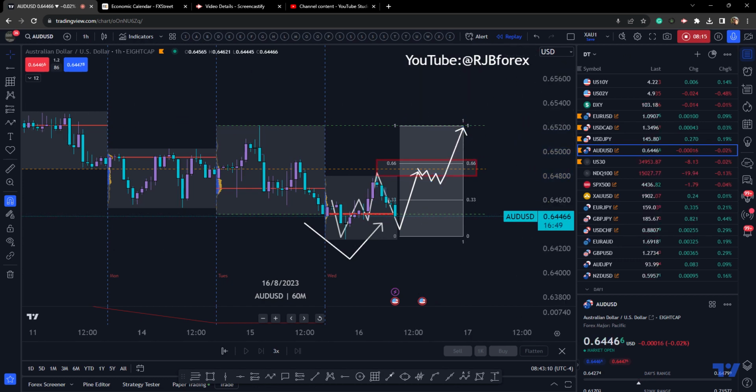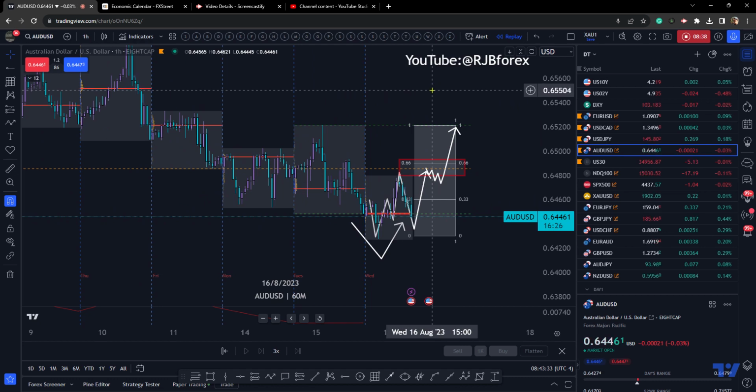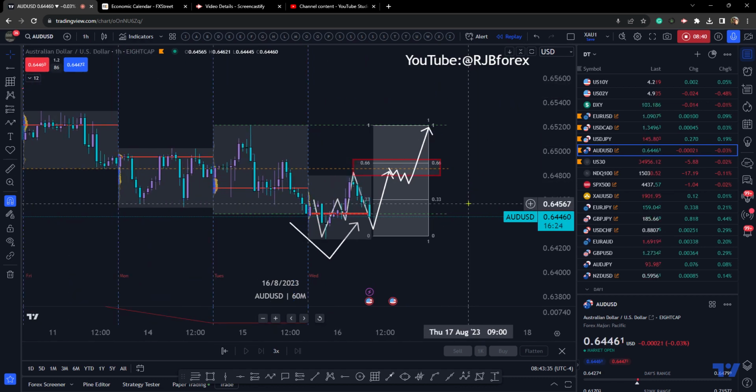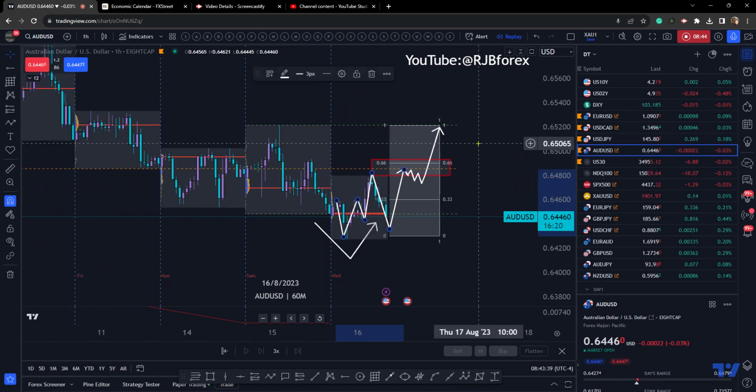in the Aussie. So wages will be important in that data. So we're looking for higher wage inflation outcomes from the data to propel the Aussie even higher.